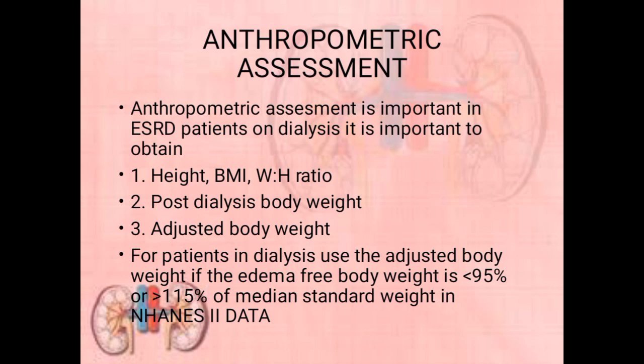It is important to obtain, number one, height and the BMI of the patient. Knowing that you're dealing with an overweight or underweight patient or an obese patient is very important. The waist-to-hip ratios would give us a good picture of the body frame size of the patient that we are dealing with, whether this person has excess fat deposition or lower fat deposition, or is normal or not normal.